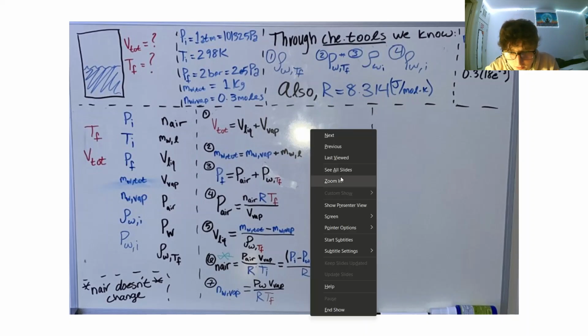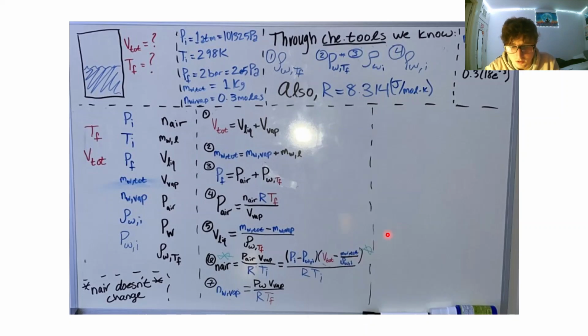My mouse just disappeared. Let me get a pointer real quick. Since no gas is escaping or entering, you can use the initials to figure out the moles of air.